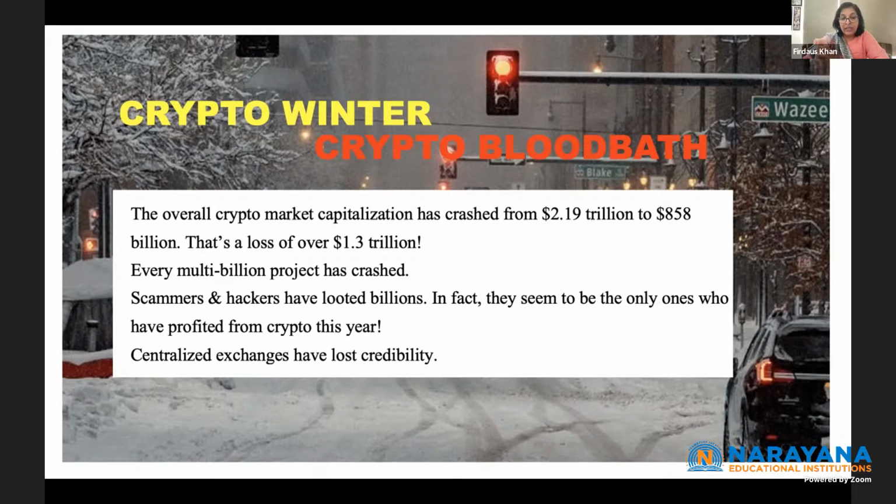And if you look at the market, it's only those who have entered the market to fool people, to scam people, who have made money. They have created cryptocurrencies to cheat people and they have exited. Or there are hackers who have hacked into accounts and stolen cryptocurrency. They seem to be the only ones who have recently made money. And especially something called centralized exchanges has lost its value.